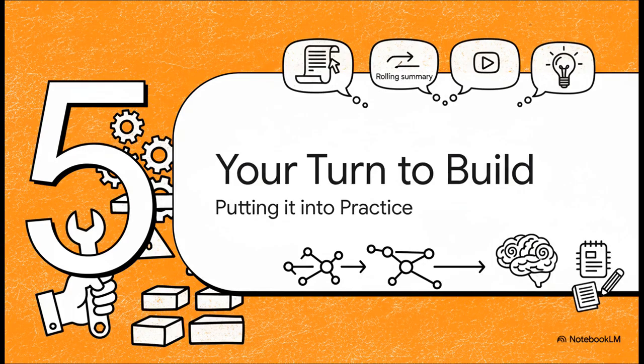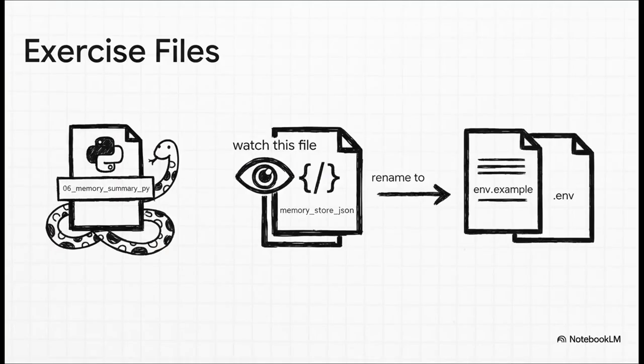Okay, we've talked about the why, we've talked about the how. Now it's your turn to actually build this thing. Let's walk through a quick exercise so you can put this theory into practice. So in the exercise files we've provided, you're going to be looking at three main things. You've got the main Python script, a memorystore.json file where you can actually watch the memory get saved, and an environment file that you'll need to rename to .env to get everything running.